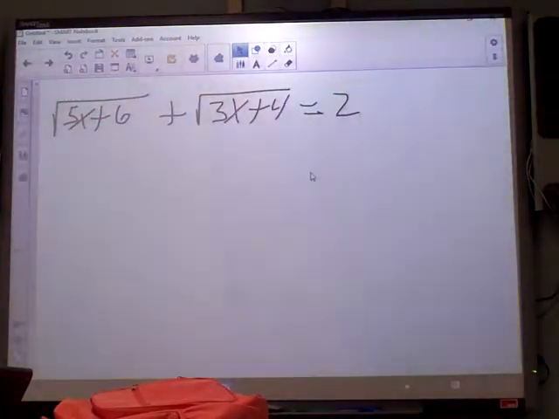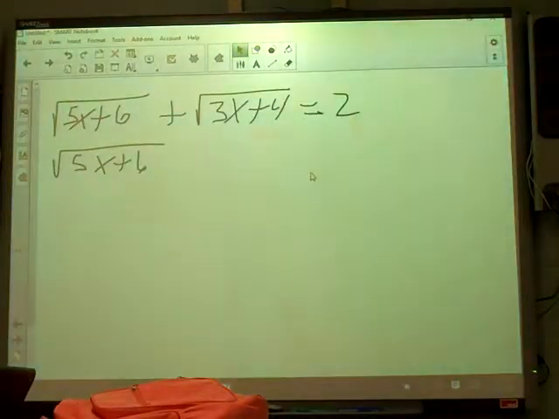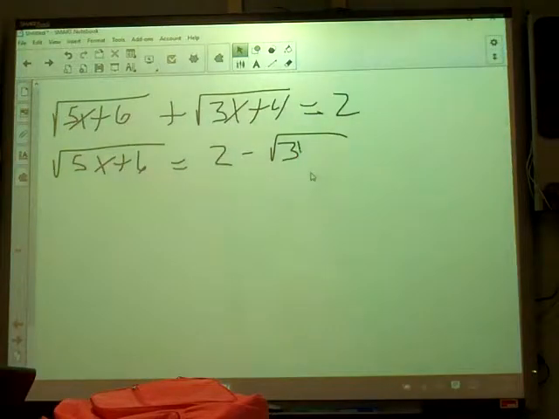If that had said plus 7, we would subtract 7. So we're going to do the same thing even though it's a radical. We're going to subtract the square root of 3x plus 4. So we're going to have square root of 5x plus 6 equals 2 minus the square root of 3x plus 4. We just moved that over.